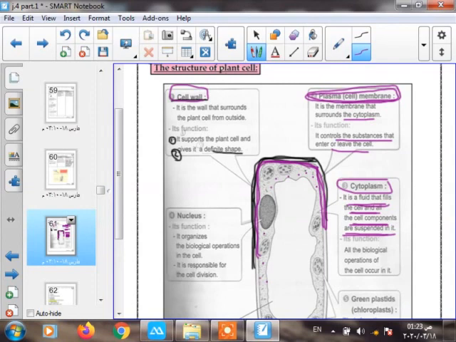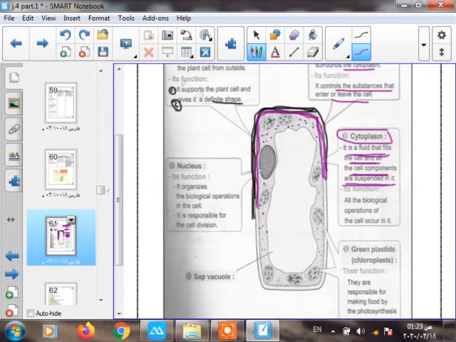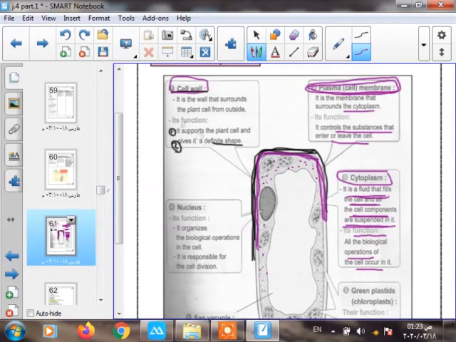What is the function of this cytoplasm? Cytoplasm makes all biological processes occur in it. All the biological operations, operation meaning process, happen or occur in it. Again, we have cell wall, plasma membrane, cytoplasm.